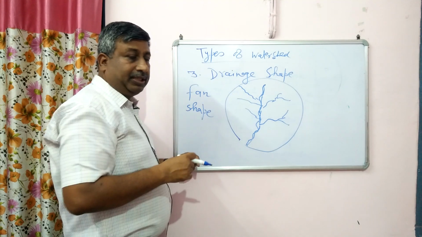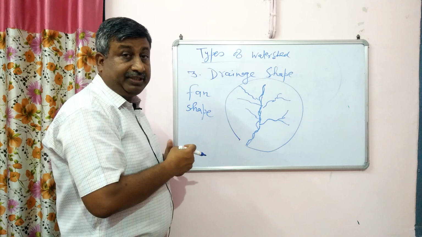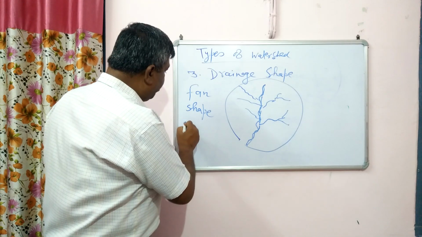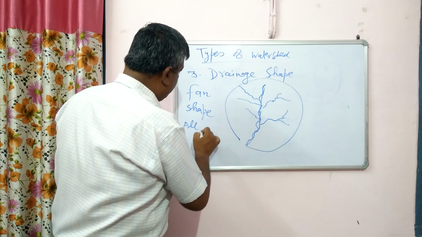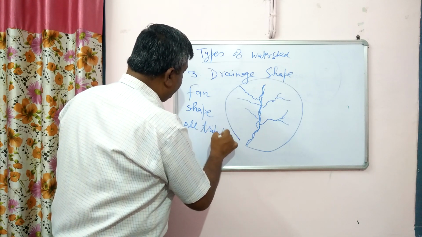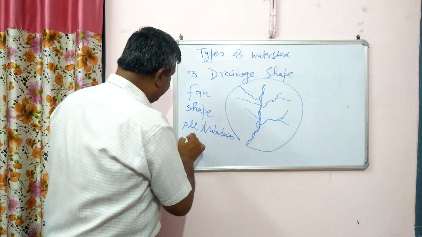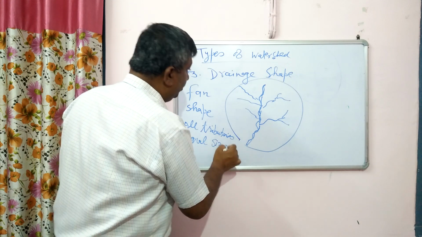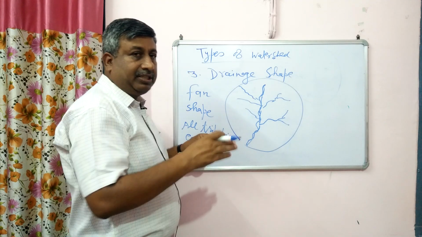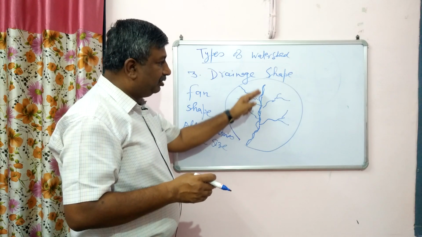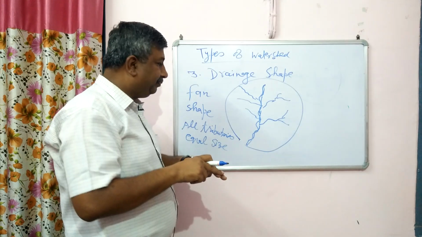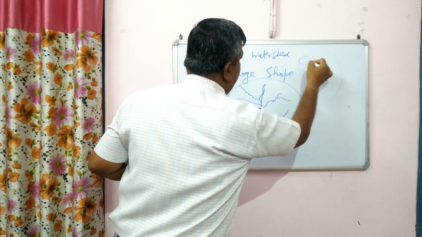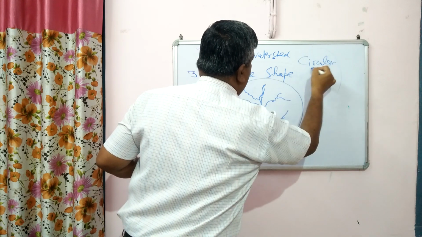So this drainage shape decides the runoff characteristics, flood peak or the runoff time. In fan shaped, all tributaries that contribute water are of equal or same size. Okay, so the size and length are the same, so that's why they contribute the water to this main channel at the same time. So this is the fan shaped, and it is of circular shape.